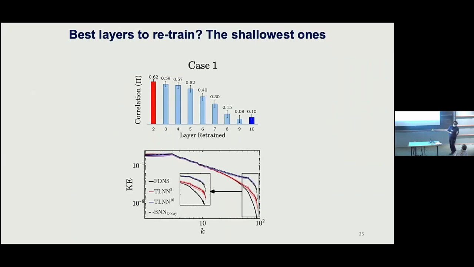But if your point is that as a turbulence person, there is universality in the smaller scales, and the changes are in the larger scales, go and retrain the larger scales. Sure, that's exactly what it is. But also, it's not very clear that the shallowest layers are necessarily learning the larger scales.